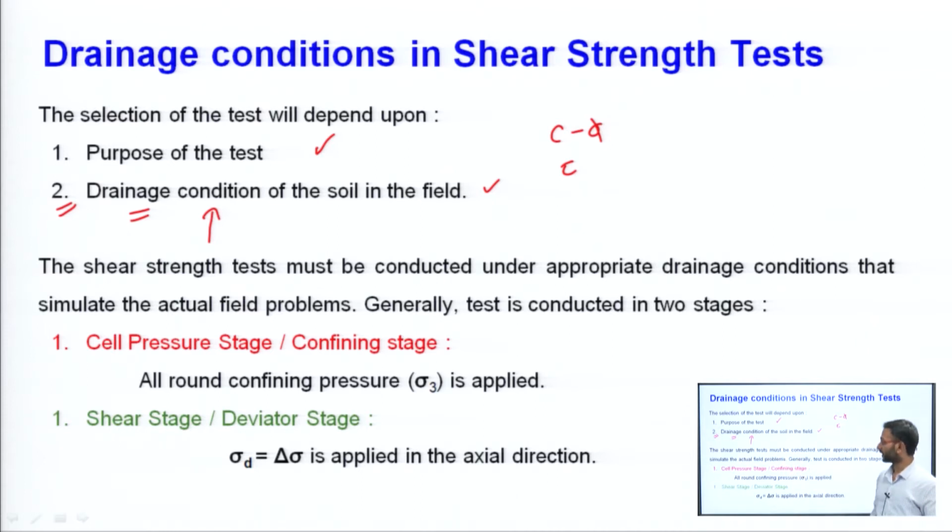The shear strength tests must be conducted under appropriate drainage conditions. Alright. So, what are the drainage conditions that we can see? Those will simulate the actual field problems. Generally, the test is conducted in two stages. The first is the cell pressure stage or the confining stage, where all round confining pressure sigma 3 is applied, or we can also say sigma C is applied.